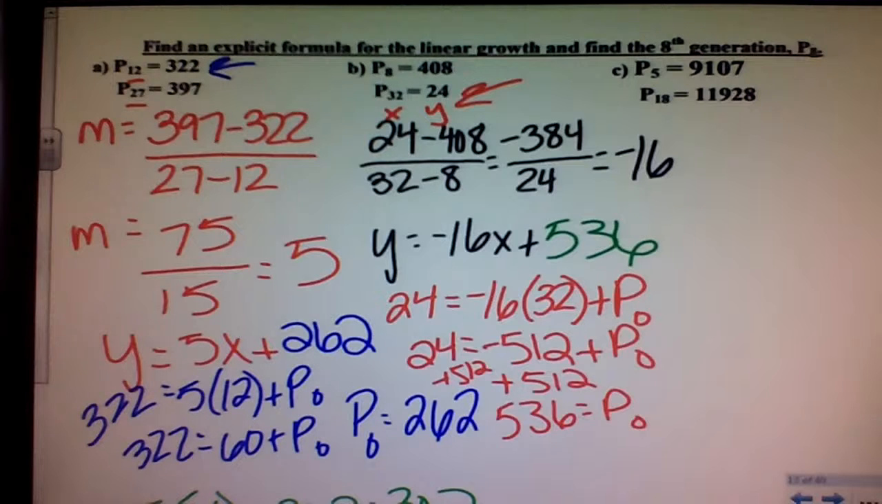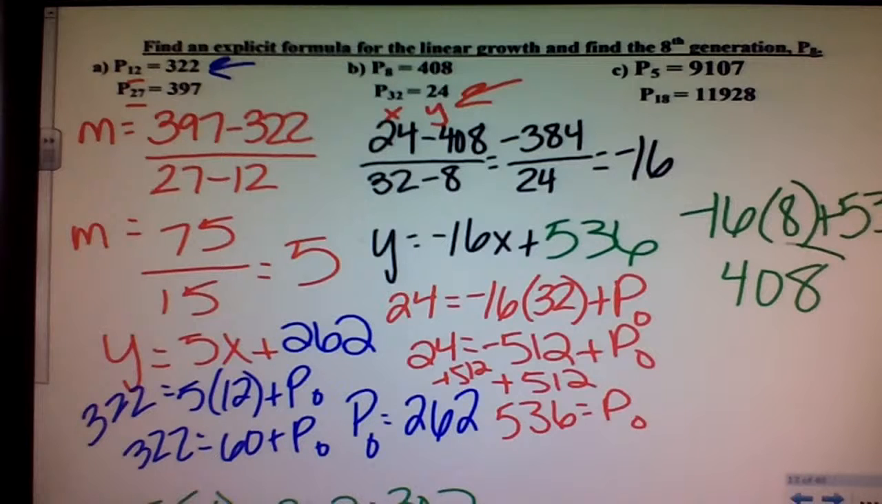So then we plug in 8: negative 16 times 8 plus 536 is 408.